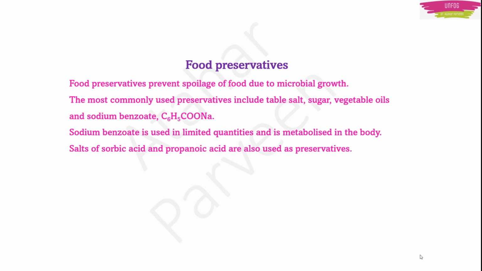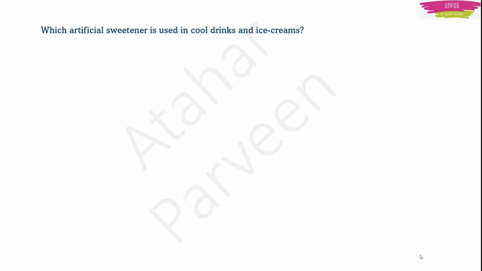Okay, I am giving you these names because they can ask us multiple choice questions, right? Rather than making questions and answering them, it is better that we learn in points like this. Okay. Now let's have a quick glance at a few important questions. Which artificial sweetener is used in cool drinks and ice creams? You should pause and answer. Then play the video and match with your answer. Okay. Pause it now.